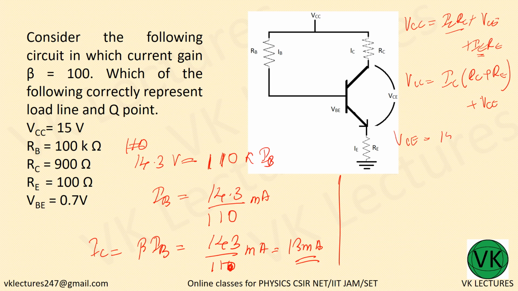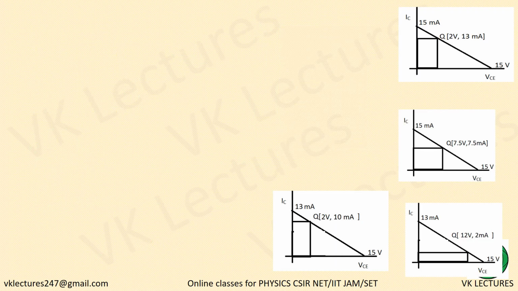VCE equal to the maximum voltage 15 minus IC. What is IC? 13 milliampere into RC plus RE. What is RC? 900 ohm. RE is 100 ohm, that is 1k. Okay, so 15 minus 13, that is 2 volt. So you are getting VCE equal to 2 volt and IC is equal to 13 milliamp. So wherever you are finding 2 volt and 13, look at the options, 2 volt and 13 milliampere. So your answer is this one.